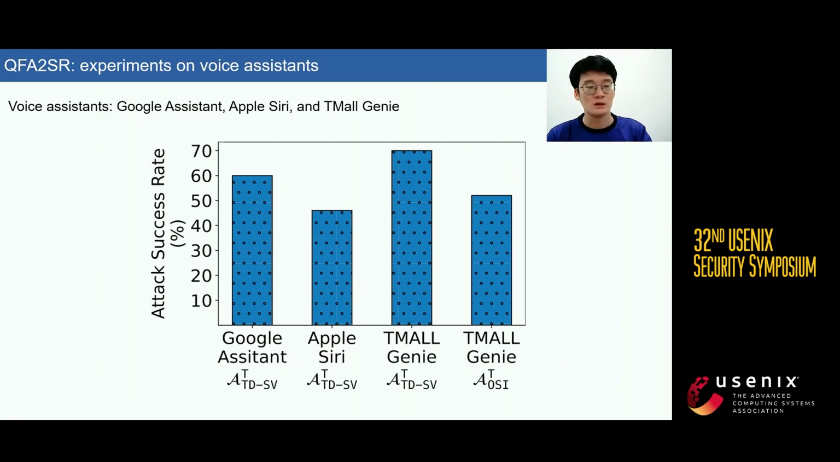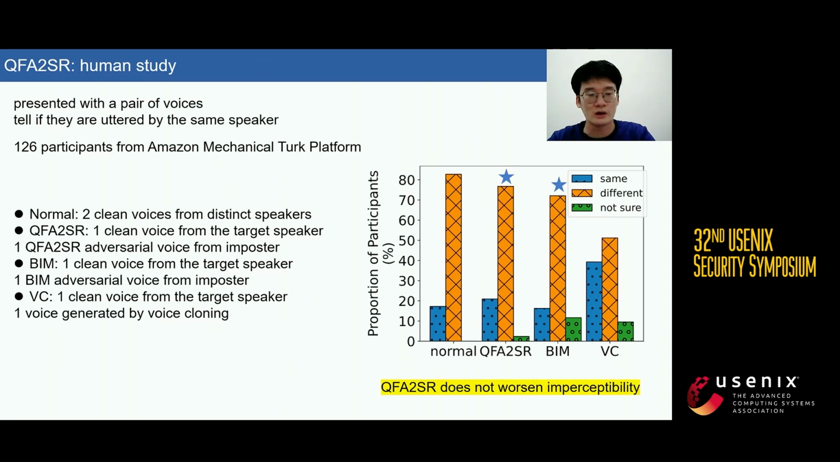We then consider voice assistants, including Google Assistant, Apple Siri, and TMall Genie. Our attack can achieve 47% to 70% attack success rate on them. Finally, we perform a human study among 126 participants, and this human study confirms that our attack does not worsen the imperceptibility of adversarial voices.